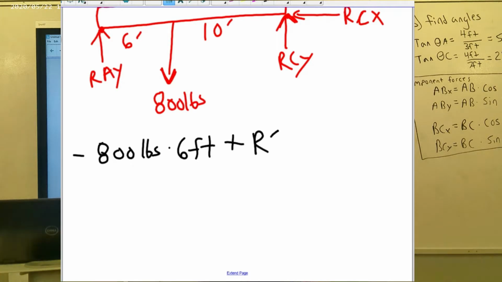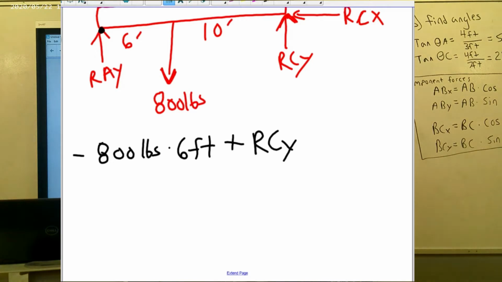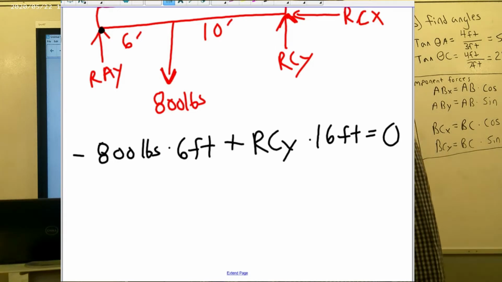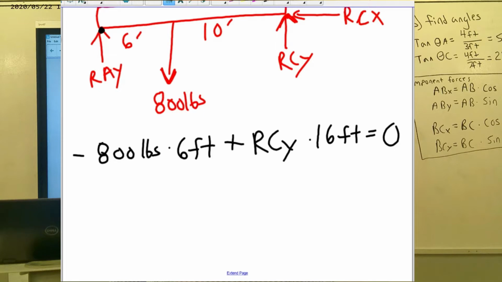We're going to add to that reaction force Cy times, now be careful here, it's not times 10 feet, because we're focusing everything on our pivot point, on our fulcrum, which is at point A. It is reaction force Cy times 16 feet. So reaction force Cy times 16 feet needs to add up to 0. Reaction force Cy times 16 feet equals 0.